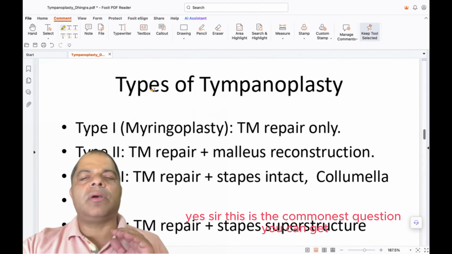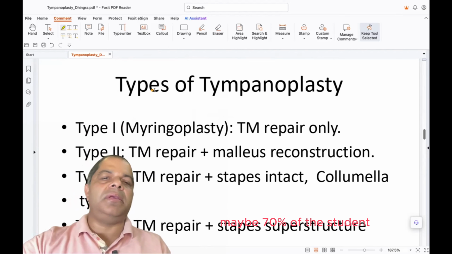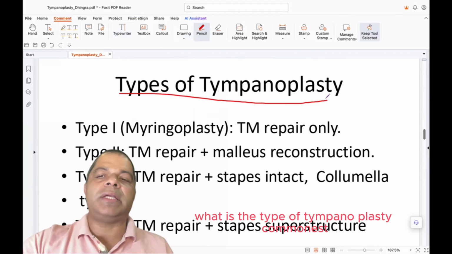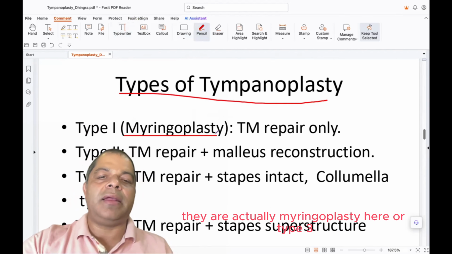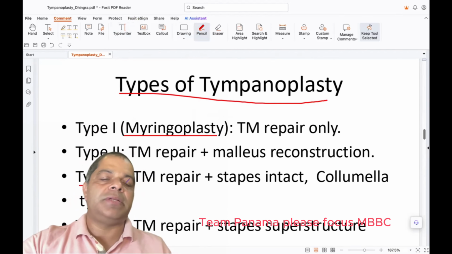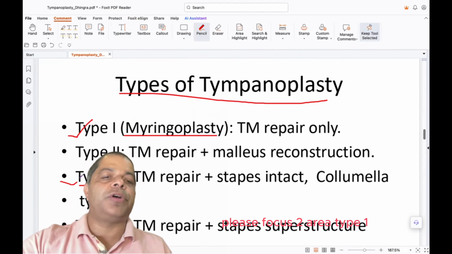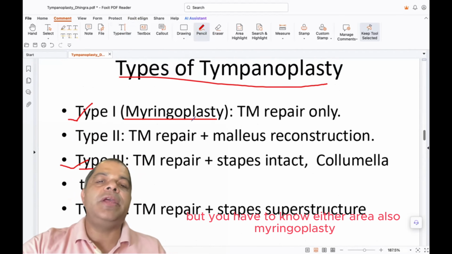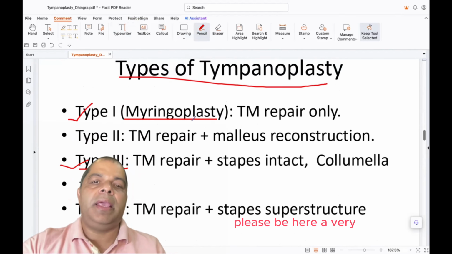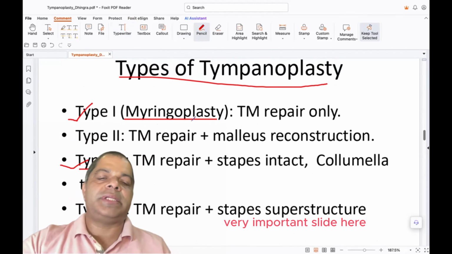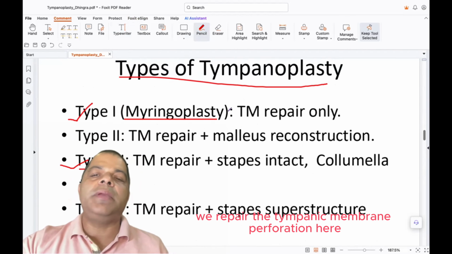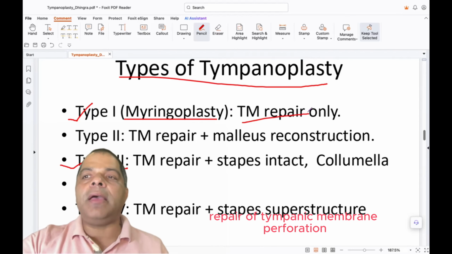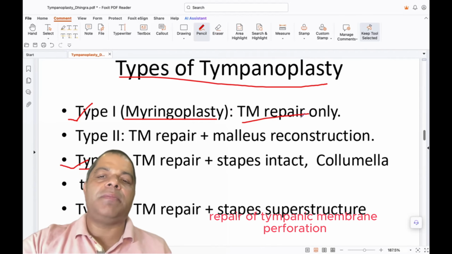Yes, this is the commonest question you can get. Maybe 70% of students will get the question from here. What are the types of tympanoplasty? Commonest, they ask myringoplasty or type 3 tympanoplasty. MBBS students, please focus on two areas, type 1 and type 3, but you have to know the other areas also. Myringoplasty, please be here. Very important, crucial slide. Here we only repair the tympanic membrane perforation. That is myringoplasty, repair of tympanic membrane perforation.